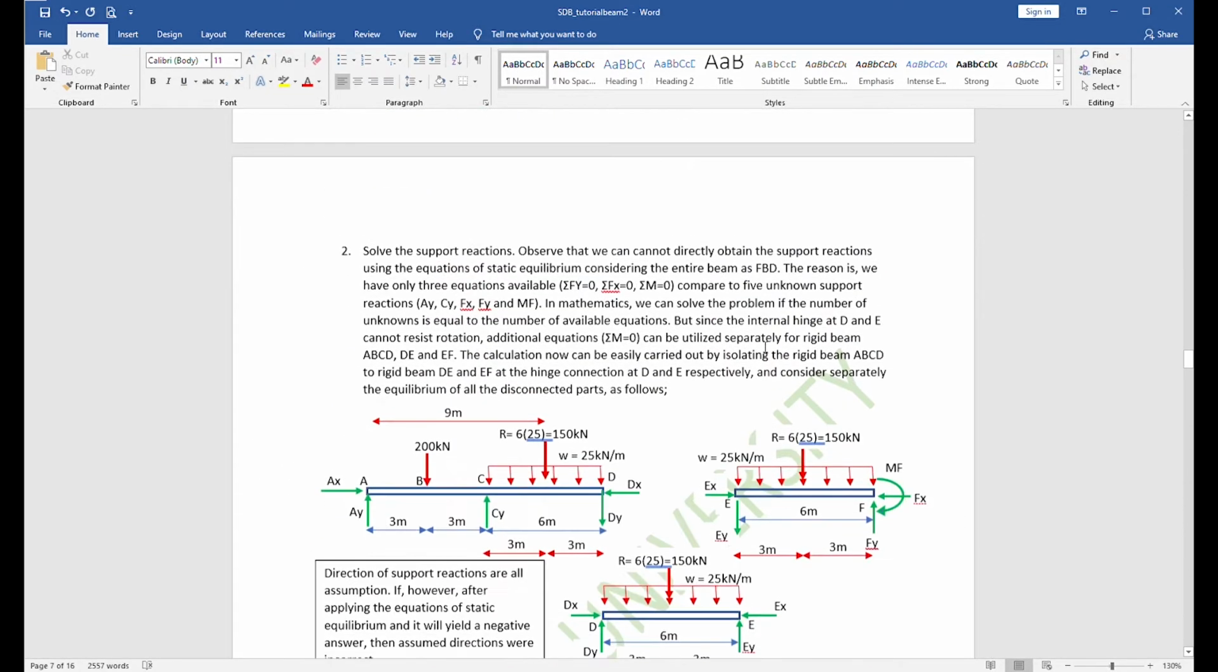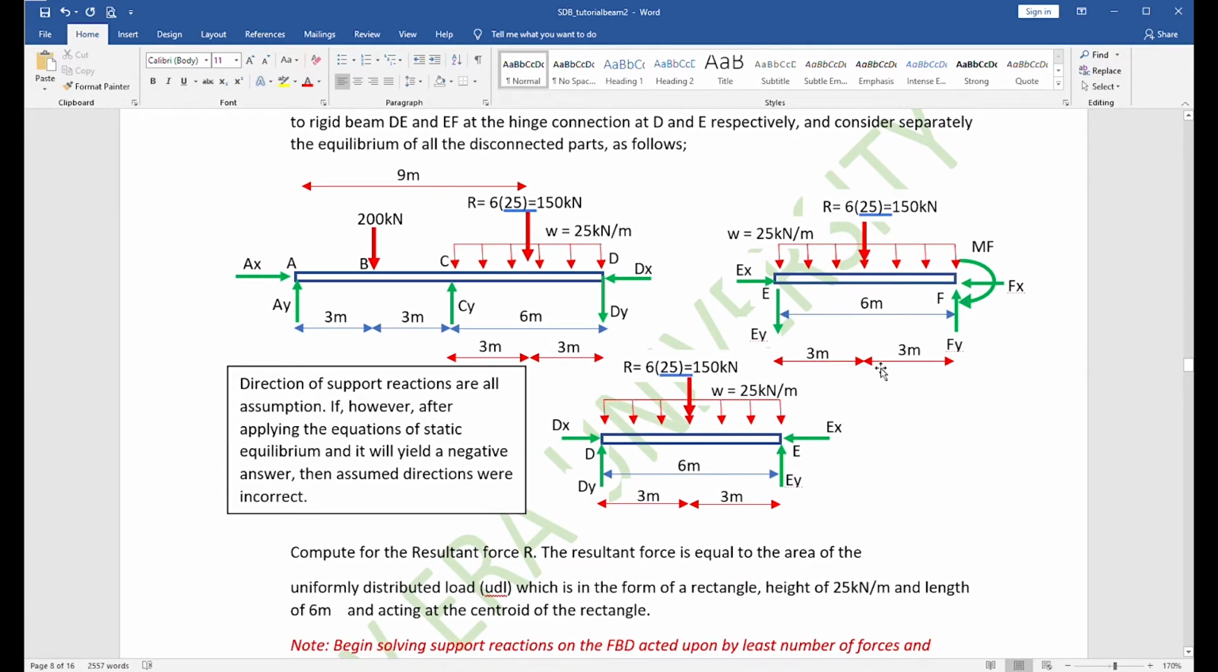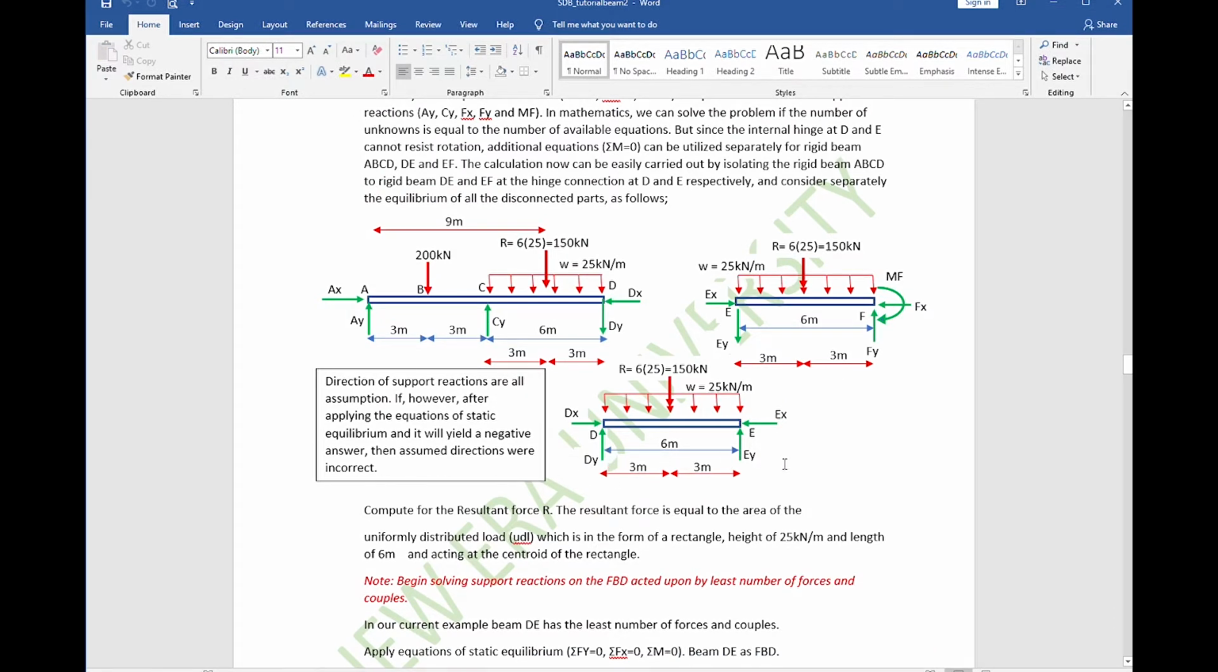That is what we did in this free body diagram. The technique is to start solving for the unknown support reactions in the free body diagram that has the least number of unknowns. Here, guys, notice that DY and EY were assumed to be upward reaction forces, because we know the resultant of the uniform load is downward. So we assume DY and EY are upward, since this is where we will start solving for the unknown forces, because this is the free body diagram with the least number of unknowns.